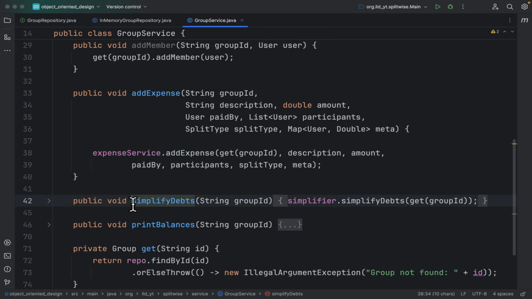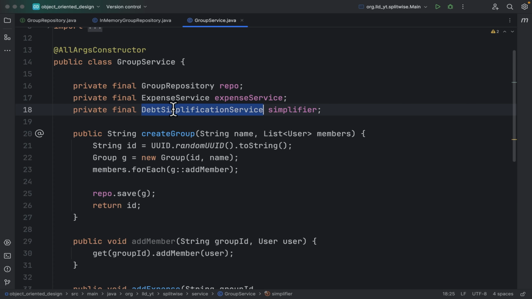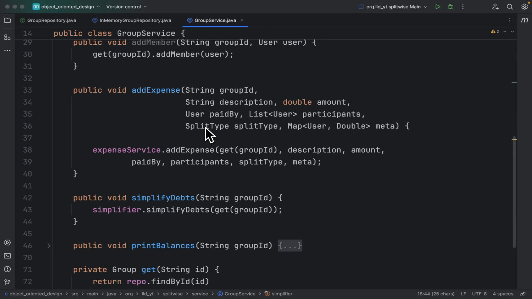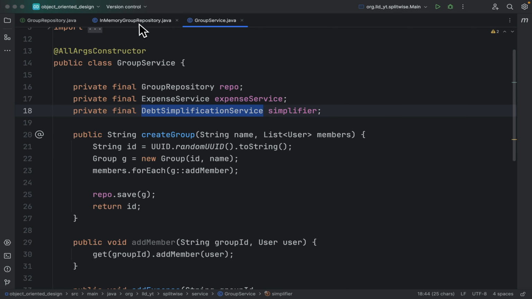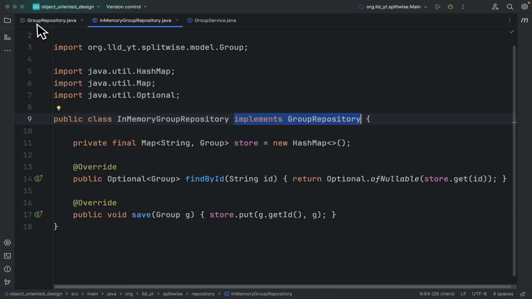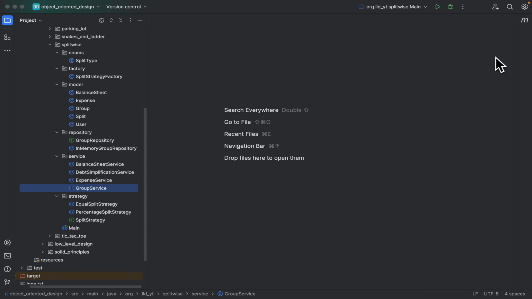And the same thing will happen with the debt simplification. Over here also, if I want to simplify the debt in a specific group, then I would be passing the group ID as the input and delegating that logic of simplification to this simplifier object, or you can say the debt simplification service, right? So I hope you understood the group service, group repository, and the interface. Now let's check other services as well.